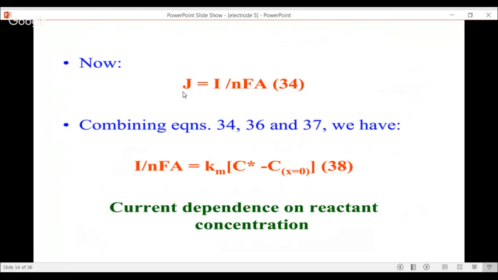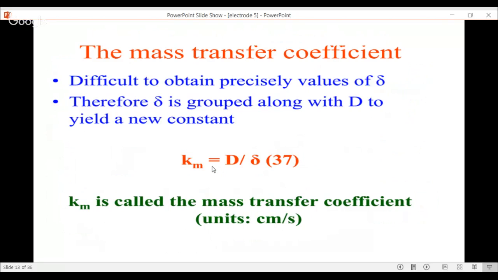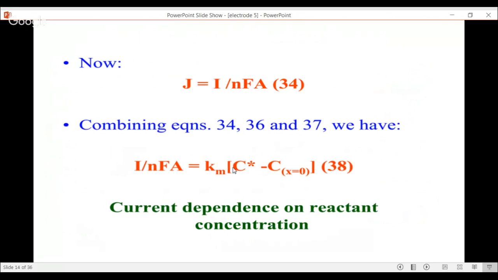Now J, the flux, is I by nFA. We have already seen that. Combining this with all the equations, we get I by nFA is equal to Km, which is simply the diffusion coefficient divided by the thickness of the Nernst diffusion layer, into the bulk concentration minus C at x equal to 0.